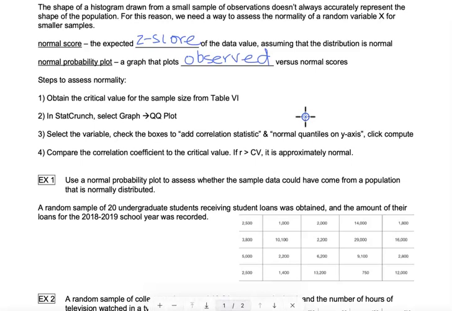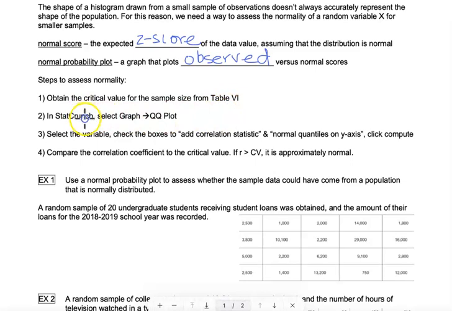So I've got the steps that we're going to use in order to assess normality. It is both using a table and StatCrunch. So it's table 6, which you can always find, all of the tables, in your Canvas. If you go to the table of contents, right before the answer sections are the tables, but I did also copy it onto the back of your guided notes as well. So the first thing we're going to do is use table 6 to find the critical value.